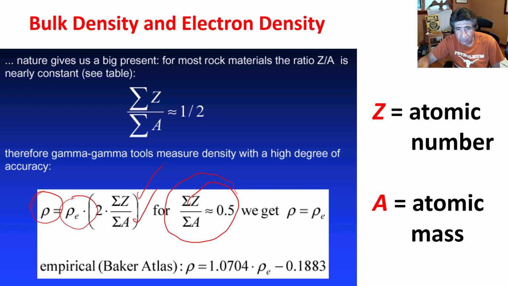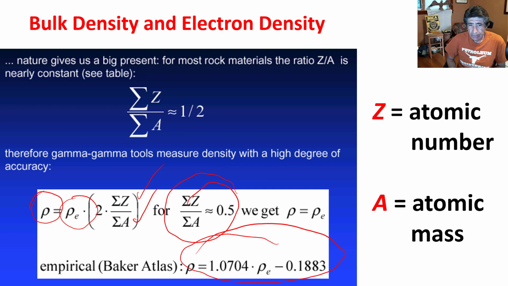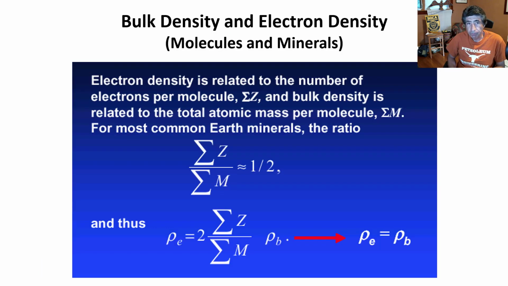But sometimes that's the case, and there are also some calibrations or empirical corrections that produce a linear relationship between the electron density and the density of the rock. So what happens is that with these count rates, what we really measure is the electron density, and the electron density is transformed to the density of the rock by way of these equations.